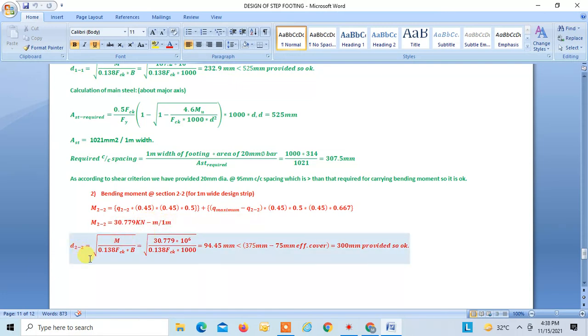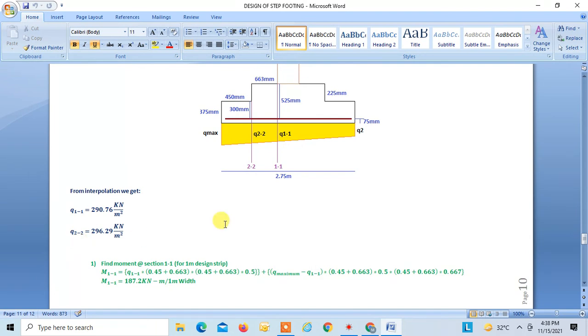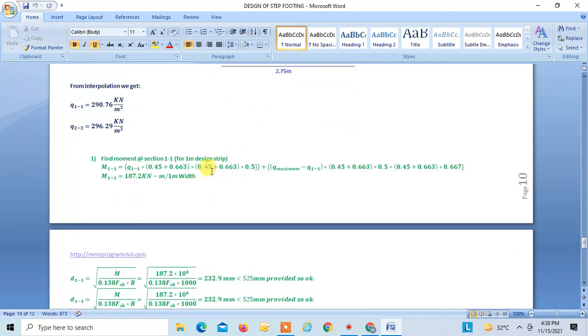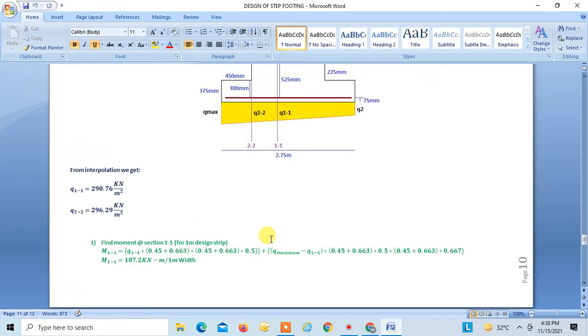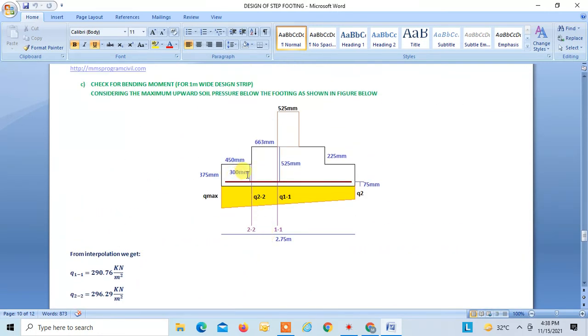Again we have to check whether the depth provided over here satisfies the flexure criteria or not. For the balanced section, the depth required is 94.45 mm, but we have provided 300 mm, so the section is okay, right? This is our effective depth, this is also effective depth, and this is effective cover. So required is 94.4, but we have provided 300. We have provided much greater than required, and the section is under-reinforced and also safe.